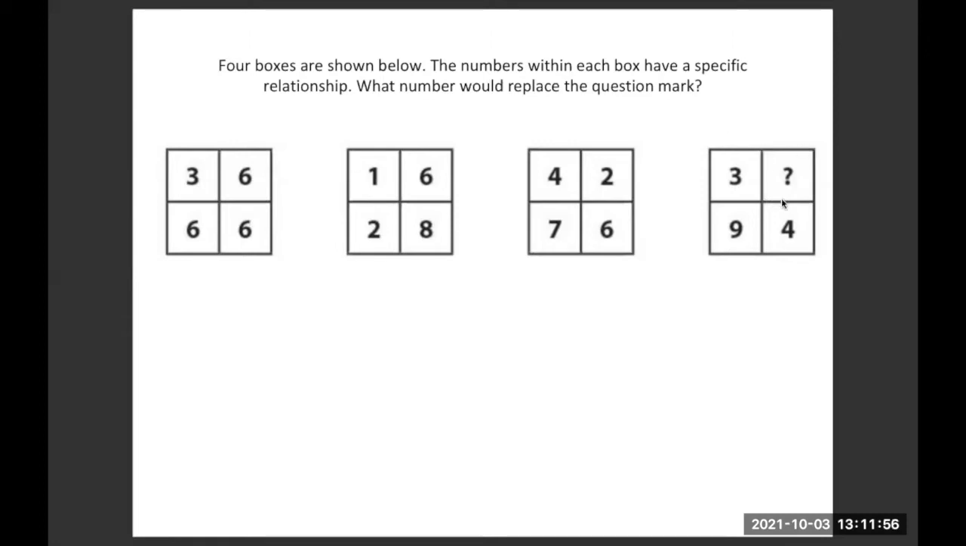So what will be the figure which will come here? Ma'am, 6. Yes. So 6 into 6 is 36. 2 into 8 is 16. 7 into 6 is 42. 9 into 4 is 36. So that's why 6 will come here. It's the easiest of all. So far, whatever sequences have been asked in any of these design examples, this one is the easiest of all sequences.